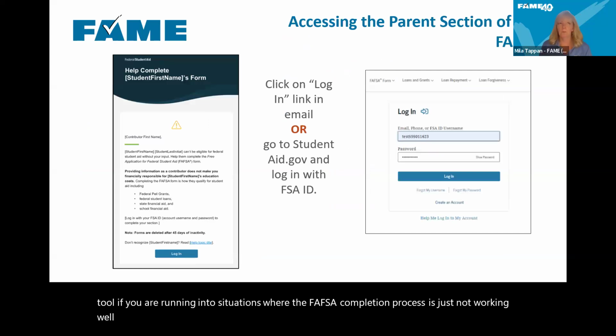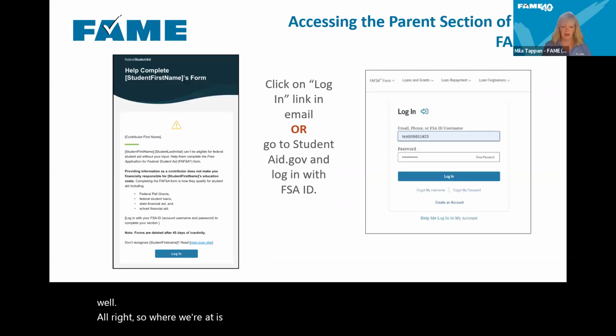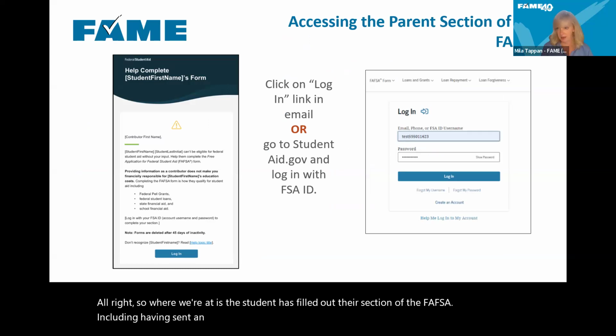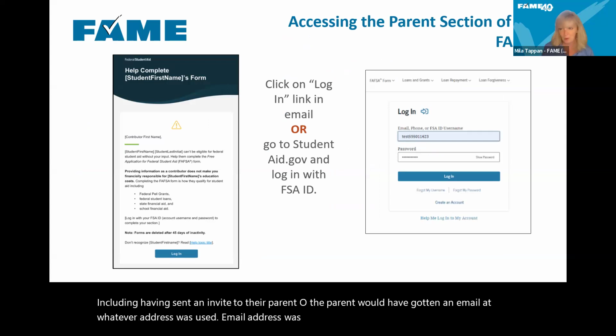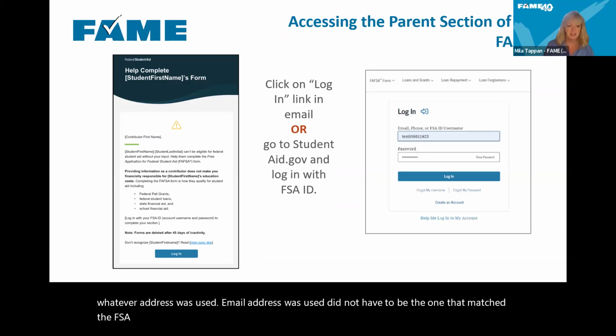All right, so where we're at is the student has filled out their section of the FAFSA, including having sent an invite to their parent. So the parent would have gotten an email at whatever email address was used. It did not have to be the one that matched the FSA ID. And so they can click on the link in the email.